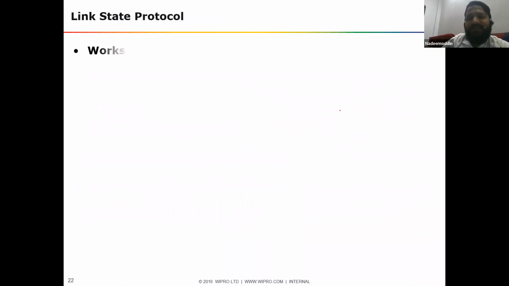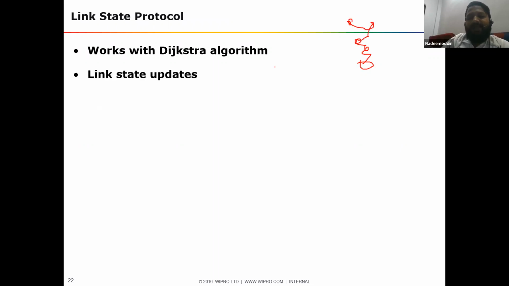The same thing applies in the link state protocol, but it uses the Dijkstra algorithm. Dijkstra algorithm is like a tree. It will make a tree: it is connected here, it is connected here. With link state updates, if any new network comes, automatically all routers will come to know about it in their routing tables. This is a very fast routing protocol. It is a classless routing protocol.